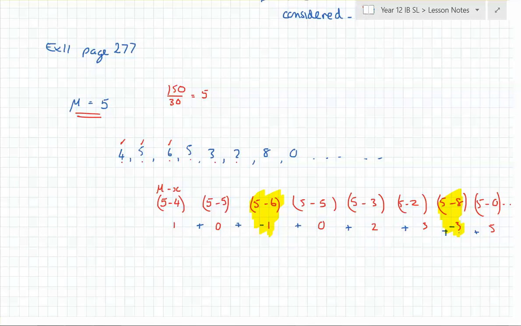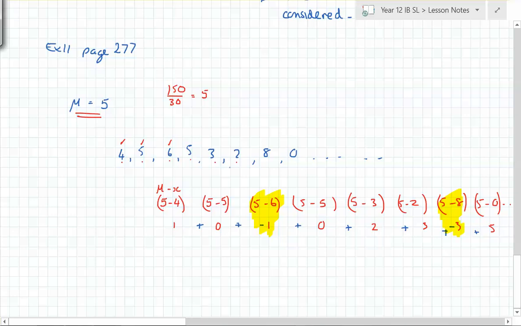Squaring. So what we actually do is we do mean minus the value and we square it. So we square it, square it, square it, square it. Now, if we square that, we get the answers 1, 0, 1, 0, 4, 9, 9, 25. We add all those numbers up together.